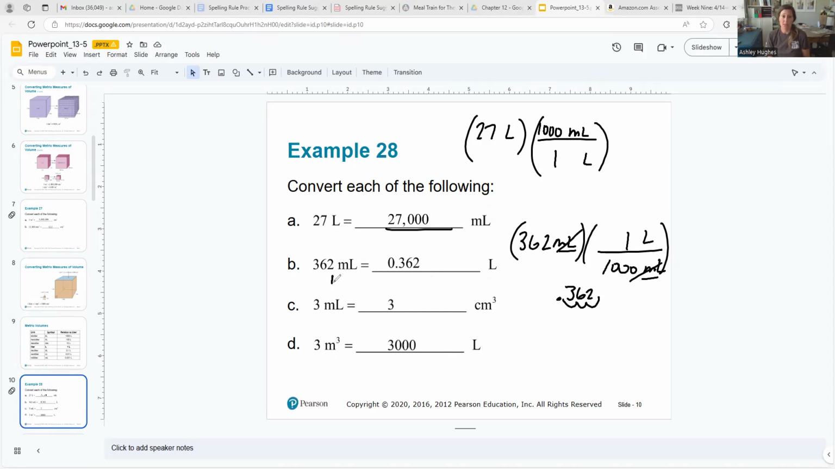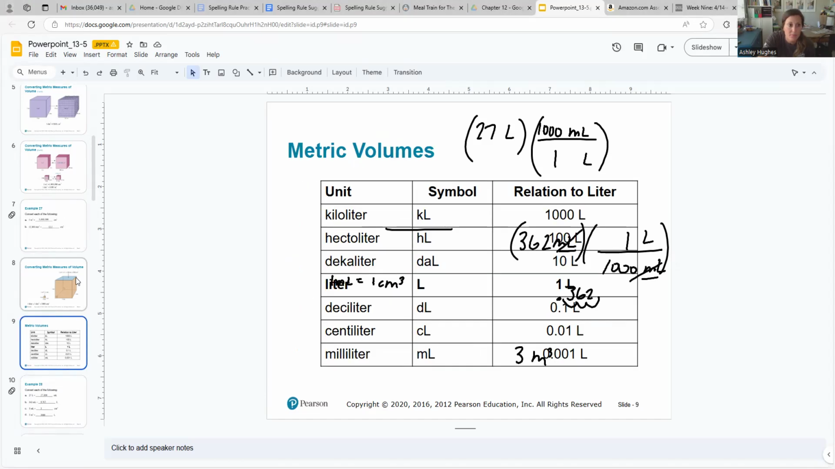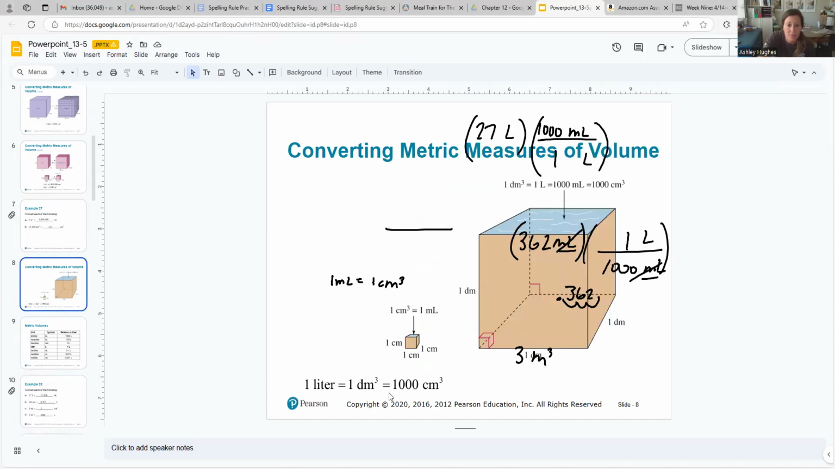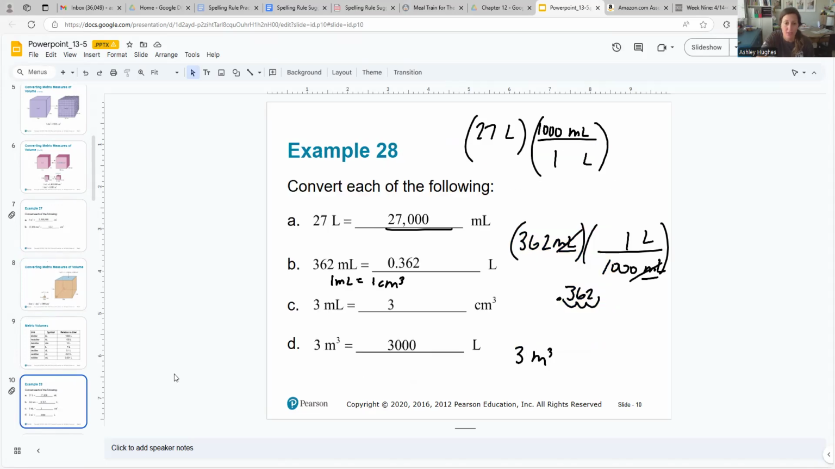This is using the fact that 1 milliliter equals 1 centimeter cubed, so these are equal to one another. And then 3 meters cubed, and let's look back at the liters. We have 1 liter is 1,000 centimeters cubed. So I'm going to convert this first to centimeters cubed. In 1 meter cubed, how many centimeters cubed do you have?